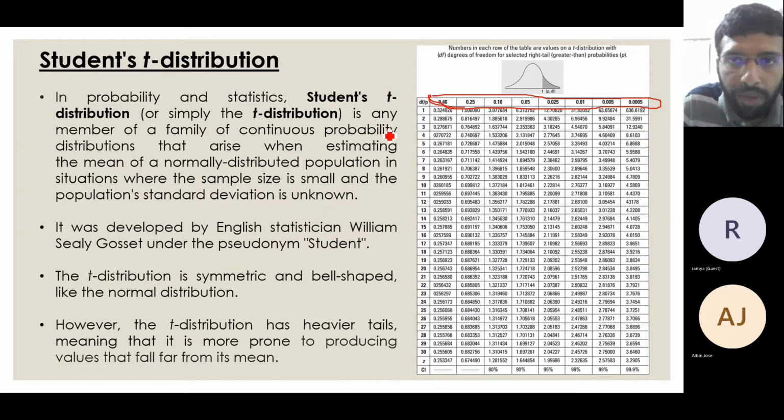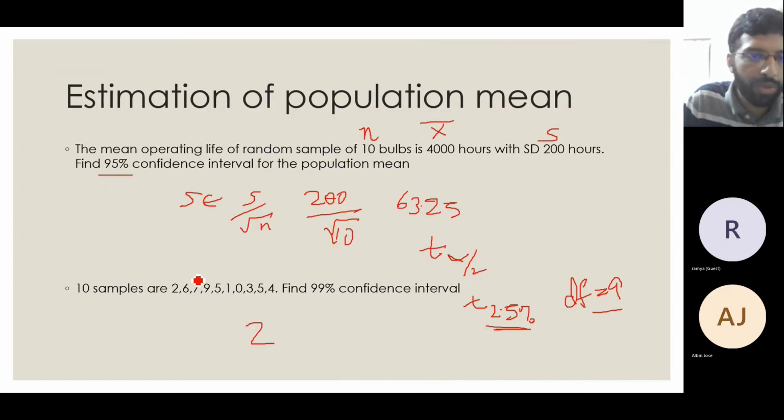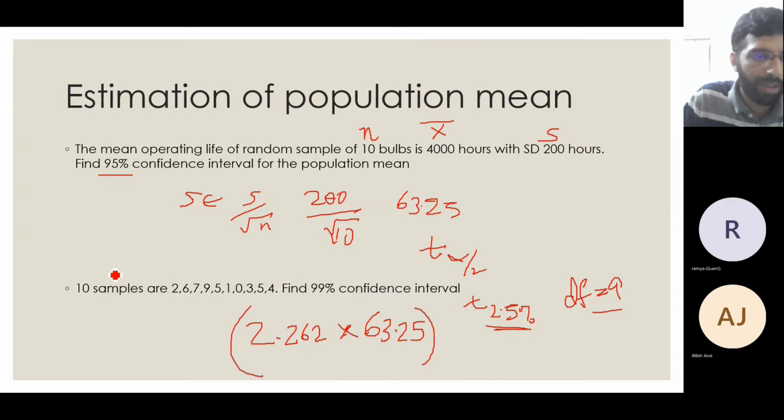So 2.5% will be this, right? 2.5%, degrees of freedom 9 will be 2.262, this value. So 2.262 will be my critical value. I have to multiply that by the standard error, which is 63.25. And this will be my margin of error. To find my estimate for the mean, I have to use the statistic 400 plus or minus my margin of error. That will give me the confidence interval.